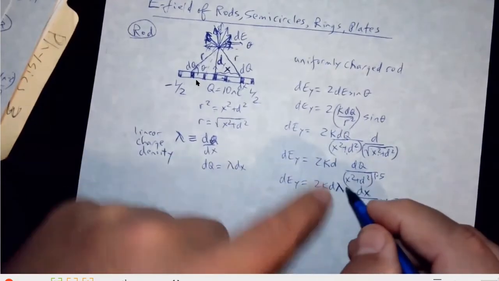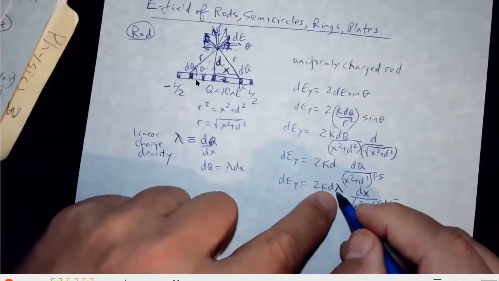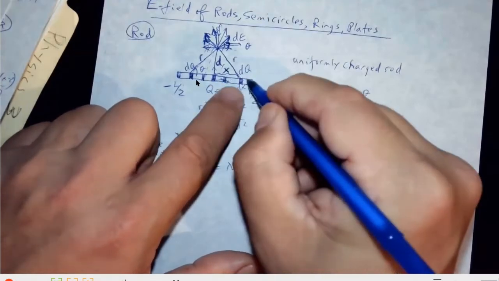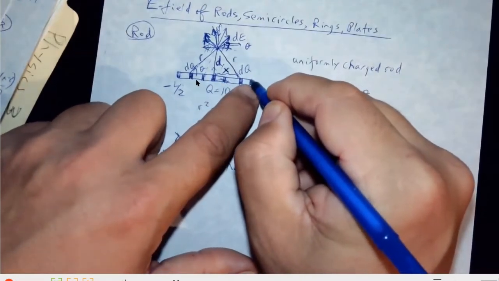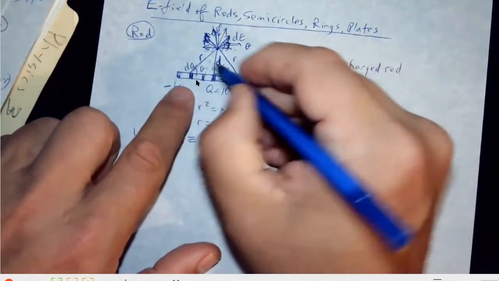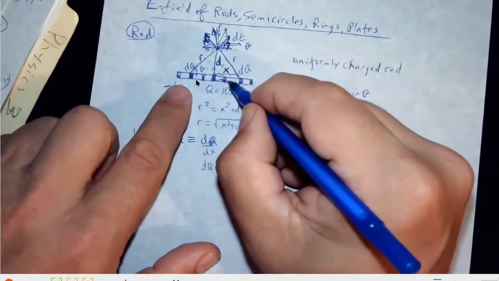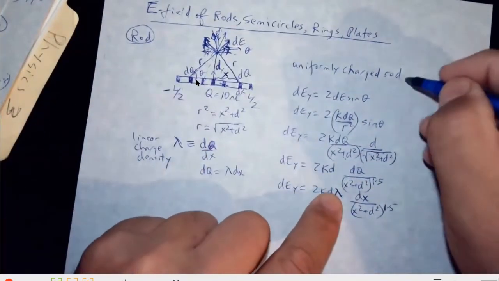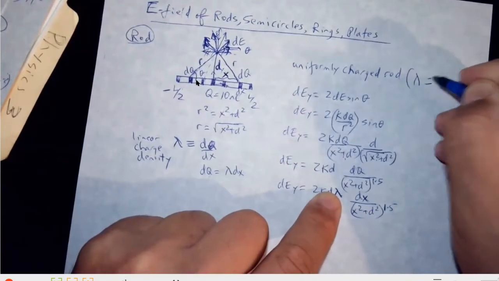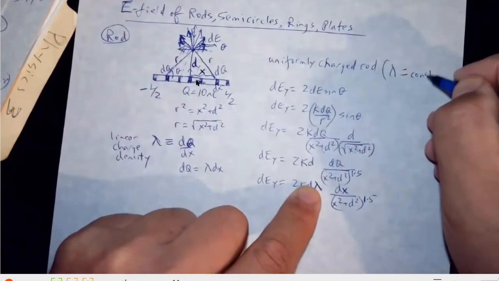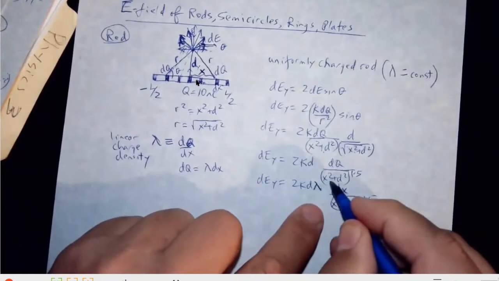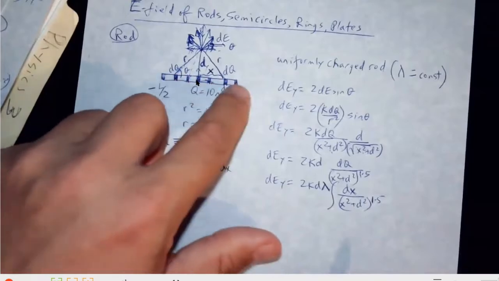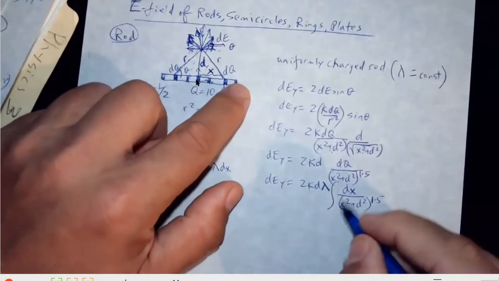So I'm first assuming lambda is constant. In other words, a small piece of the rod here has the same charge as the small piece of the rod here. So remember when I was placing the charges in the simulation, I was putting them equally separated. So that means the lambda is constant. So then I can pull it out of the integral. Then I can integrate this. Since it's a uniform rod, I can integrate it from 0 to L over 2.